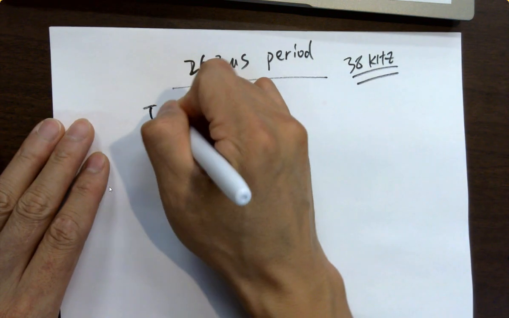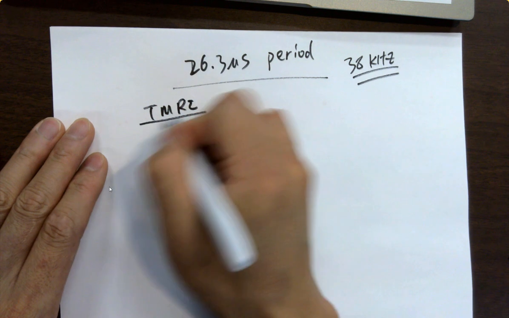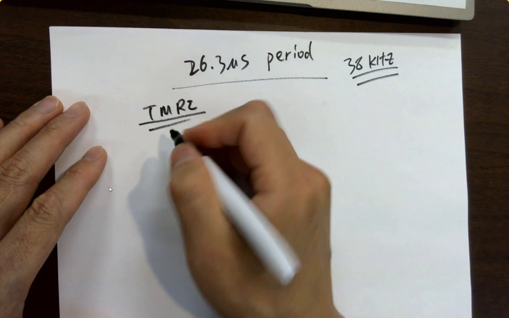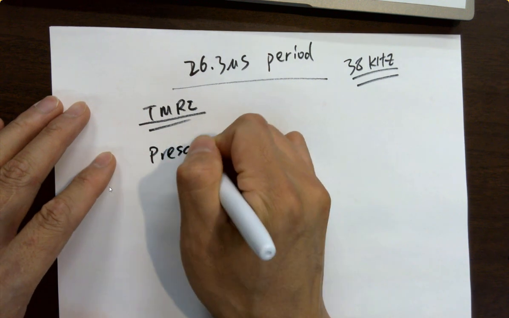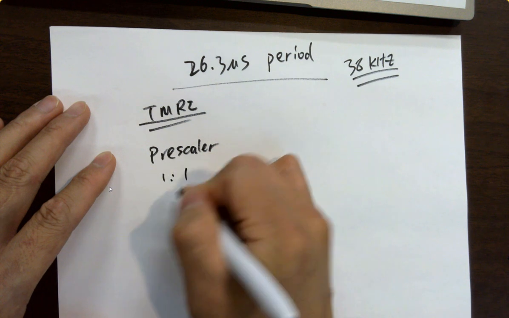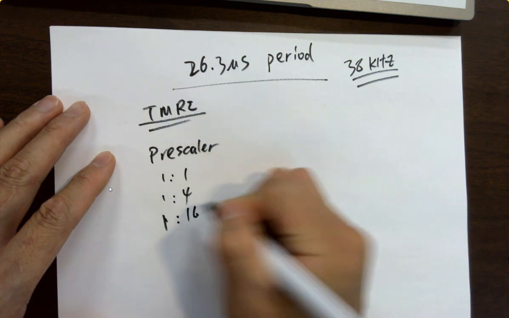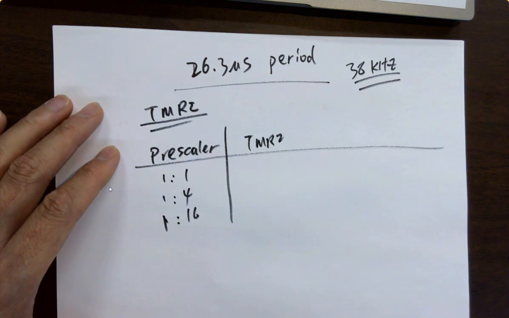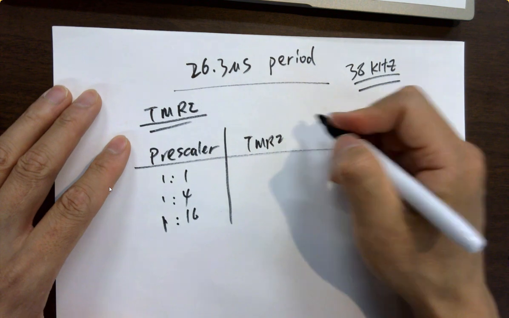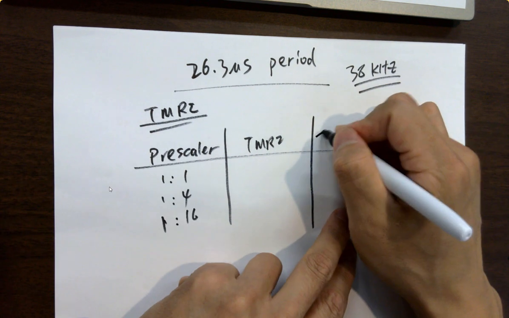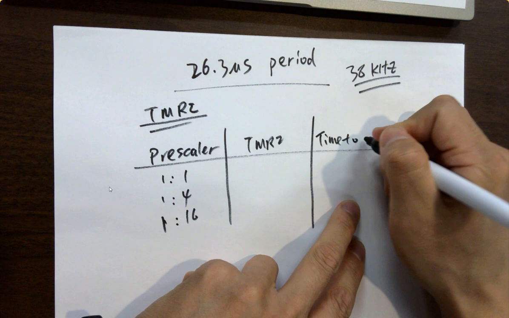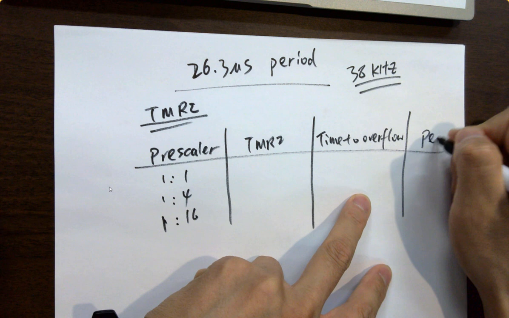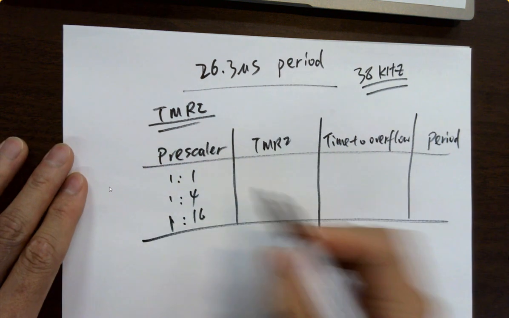So for timer 2, before we decide which prescaler to use, we remember we drew a table. There are 3 options, right? So timer 2, and I have time to overflow, and I have period. Why is there a difference?